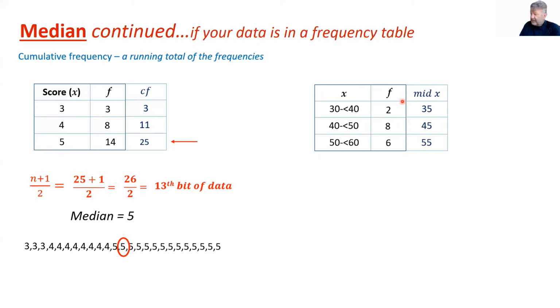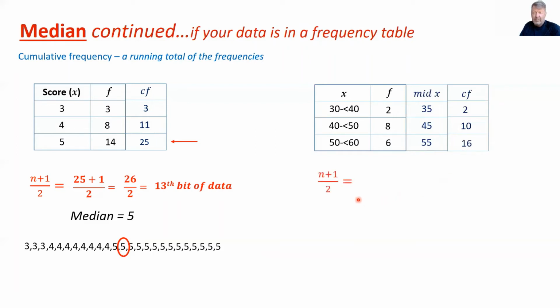Cumulative frequency. It's a frequency table. So let's do our extra row and add in our cumulative frequency title. Cumulative frequency. Remember, it's frequency here. So we start with our 2. 2 plus the 8 is 10. 10 plus the 6 is 16.